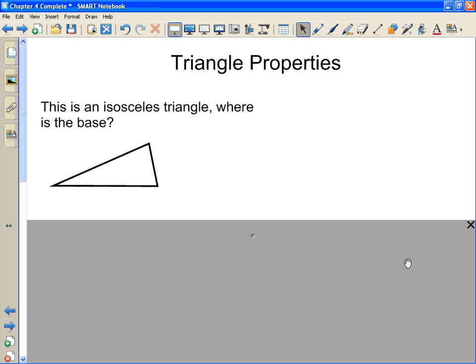We talked about some general properties of triangles. Now we're going to talk about properties of specific types of triangles. The first one we're going to deal with is an isosceles triangle. So if I tell you that this is my isosceles triangle, can you remember which side would be the base?